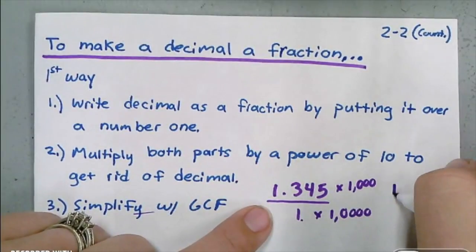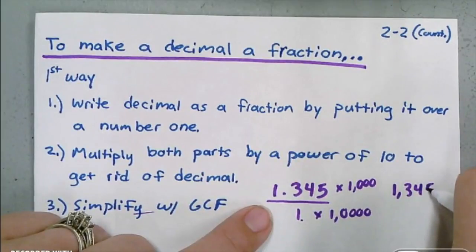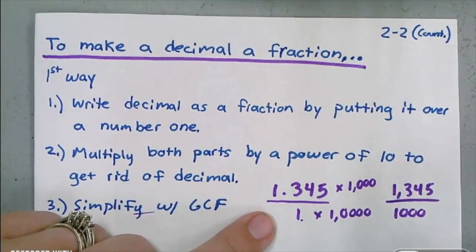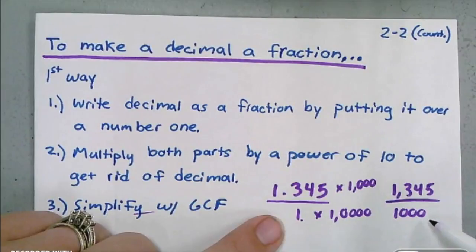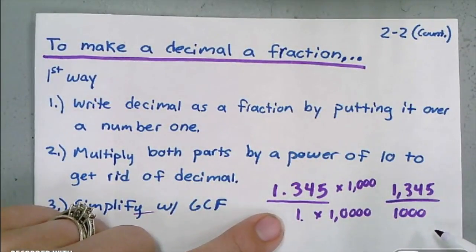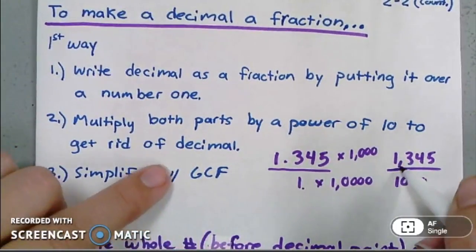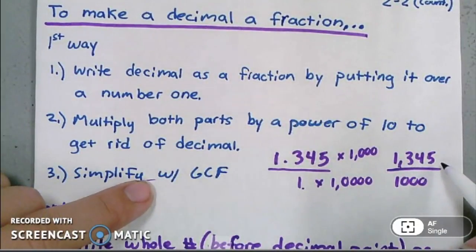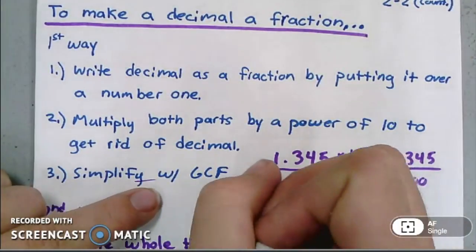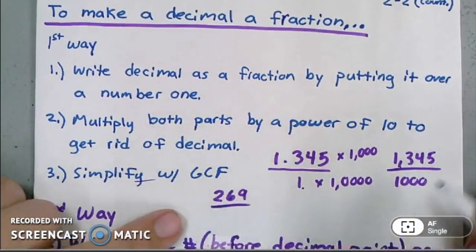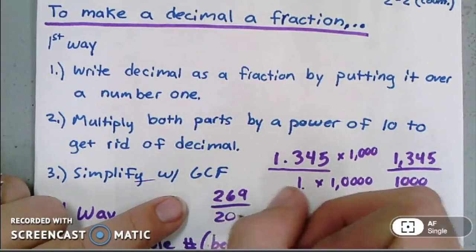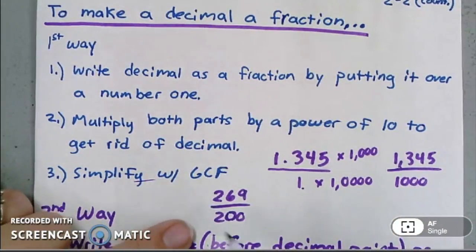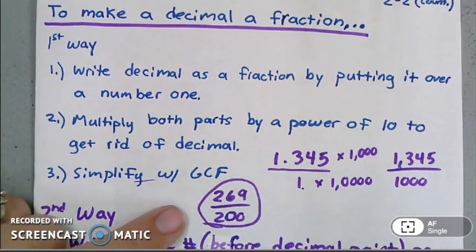And so then I have 1,345 over 1,000. And from there, I would need to simplify using the greatest common factor, which is 5. So 1,345 divided by 5 is 269, and 1,000 divided by 5 is 200, and there we go. That is my final answer.